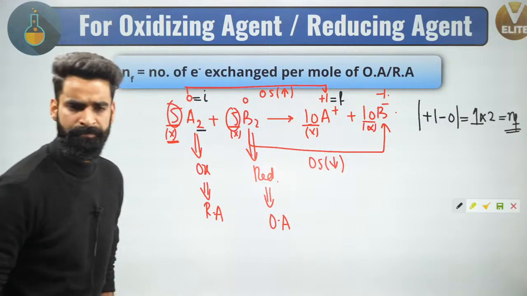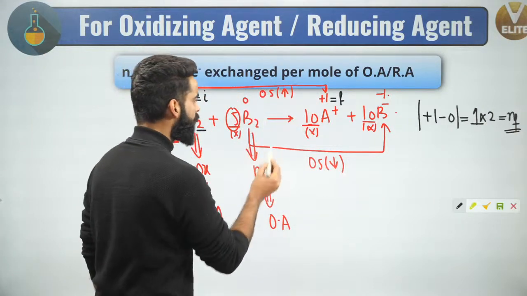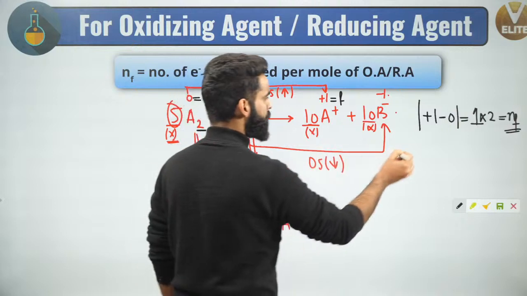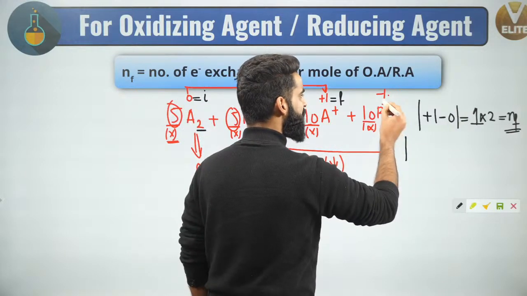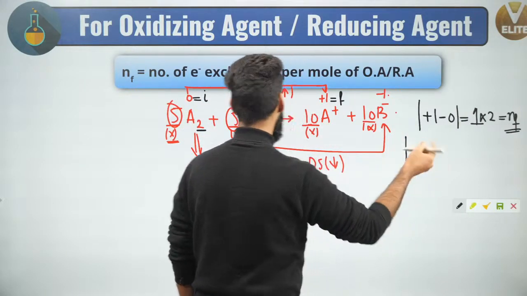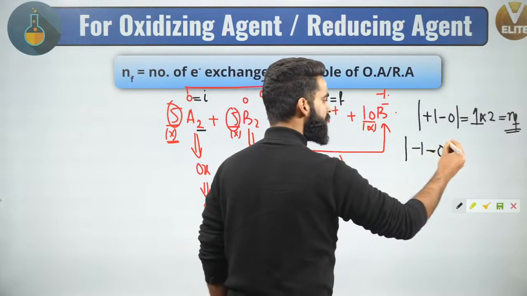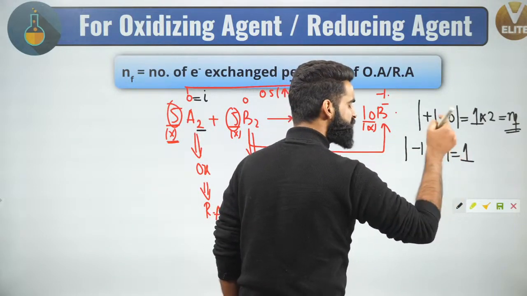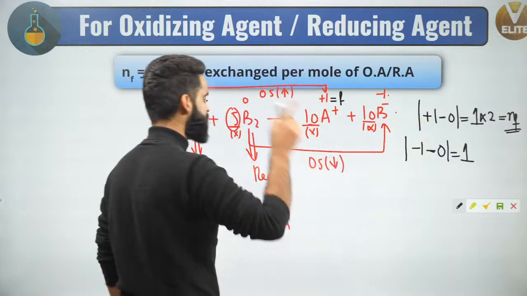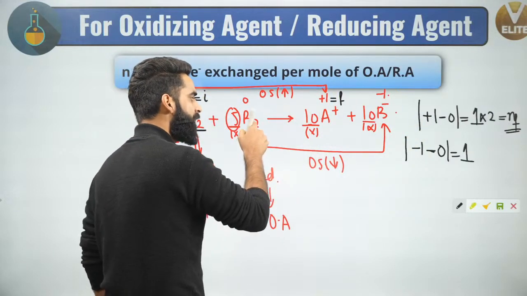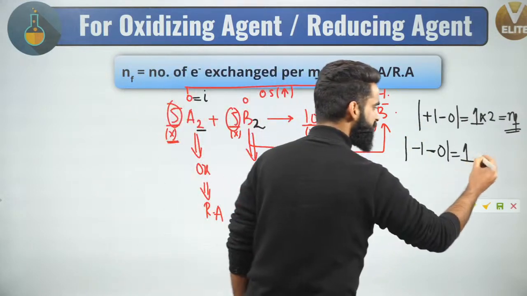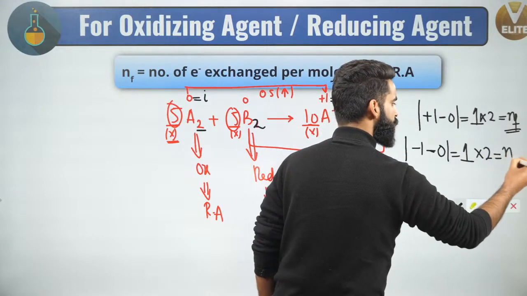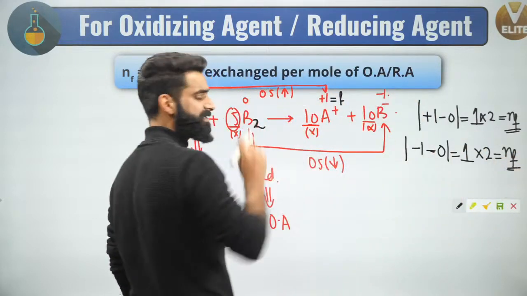Very simple. Now people, at the same time, the oxidation state of B is changing from 0 to -1. So the change is going to be the final oxidation state, which is -1, minus the initial oxidation state of B, that is 0. The change is going to be 1, but this 1 is the change in the oxidation state for one atom of B. But right here I have two atoms, so I'm multiplying it by 2. So this 2 is going to be the n factor of B2 in this reaction.